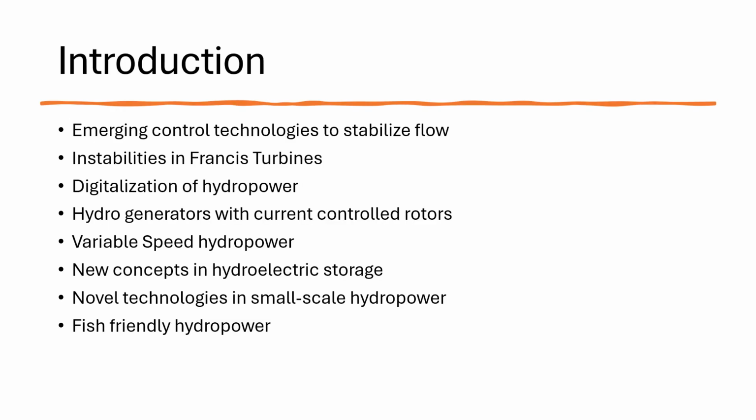So, introduction to the paper. This is just kind of the general layout of how the research paper is written. The first part is they talk about emerging control technologies to stabilize the flow in hydropower. The next part is instabilities in Francis turbines. The next is the digitalization of hydropower. Next are hydro generators with current controlled rotors. Then variable speed hydropower, new concepts in hydroelectric storage, novel technologies in small scale hydropower, and fish friendly hydropower.